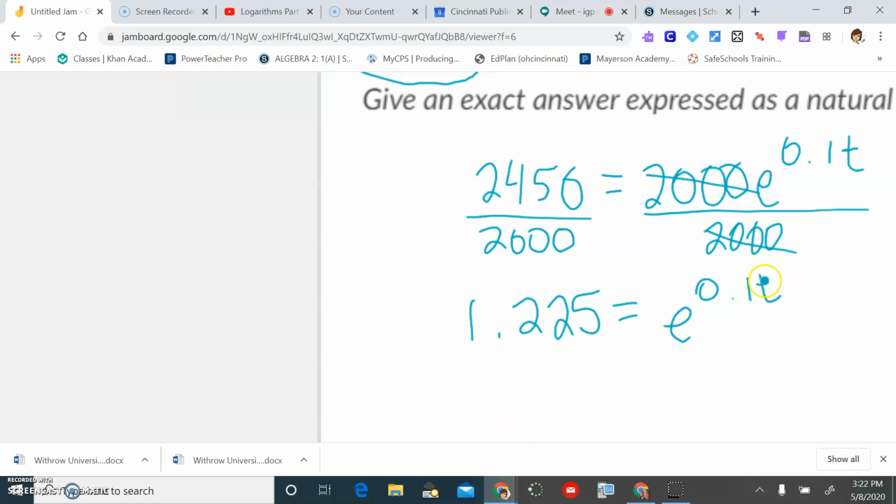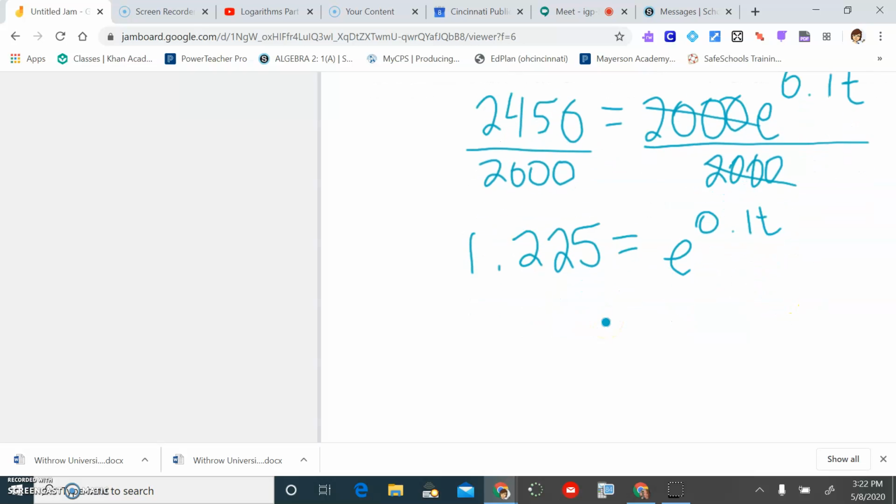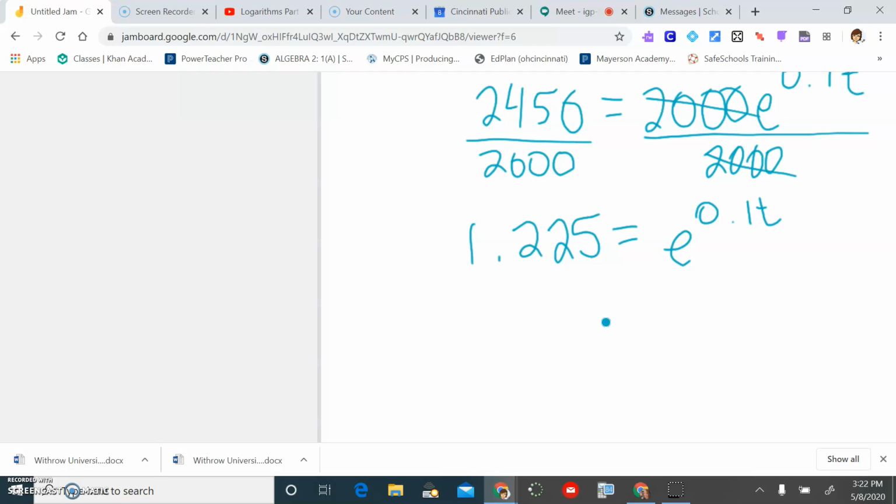Now I've got to get that t, the variable, out of the exponent. And the way we get variables out of exponents is to rewrite them as logarithms. So logarithm base e, and we don't write it as an e, we write it as ln, for natural log. Logarithm base e of the argument 1.225 equals the exponent. And then we want to get the exponent by itself.